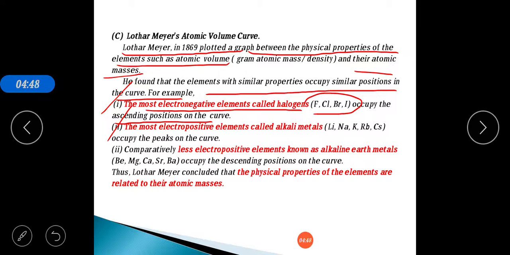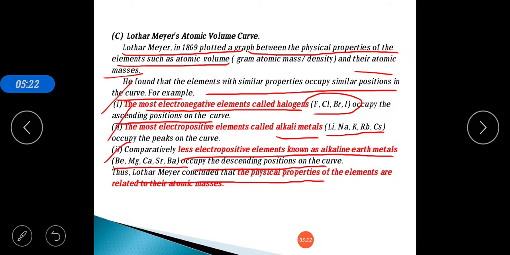The most electropositive elements called alkali metals, lithium, sodium, potassium, rubidium, cesium, occupy the peak of the curve. Comparatively less electropositive elements known as alkaline earth metals, beryllium, magnesium, calcium, strontium, barium, occupy the descending position of the curve. Thus, Lothar Meyer concluded that the physical properties of the elements are related to their atomic masses.